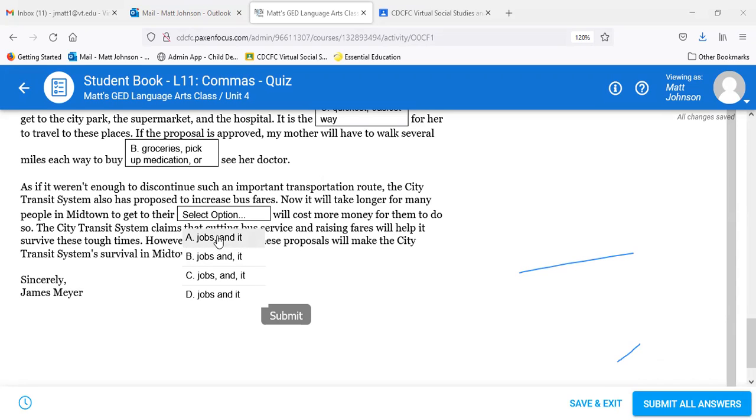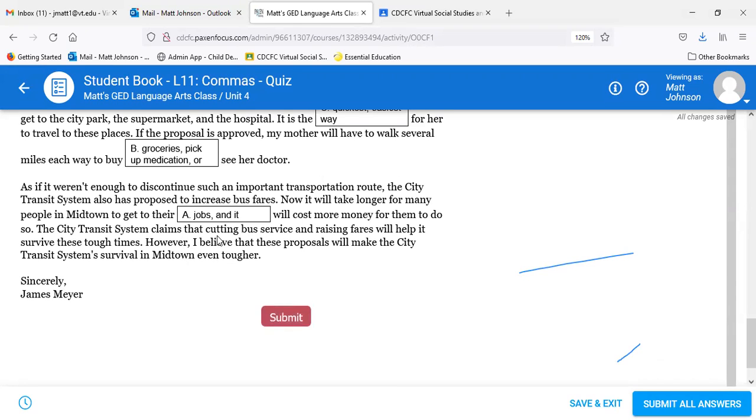Yeah. So you're close. You're on the wrong side of the "and" though. When you have that conjunction, we're going to separate it right before the conjunction. So Midtown to get to their jobs, comma, and it will cost more money for them to do so. "The city transit system claims that cutting bus service and raising fares will help it survive these tough times. However, I believe that these proposals will make the city transit system's survival in Midtown even tougher."